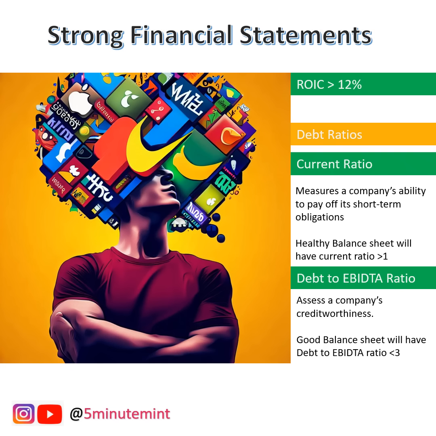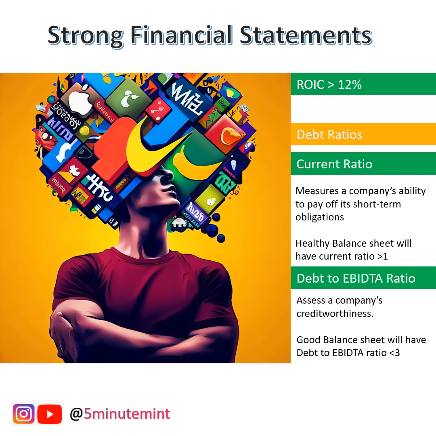The current ratio is a liquidity ratio that measures a company's ability to pay off its short-term obligations, or those due within 1 year. It is calculated by dividing the company's current assets by its current liabilities. The debt to EBITDA ratio is a financial metric that measures a company's ability to pay off its debt obligations. A good financial statement will have current ratio greater than 1 and debt to EBITDA ratio lesser than 3.